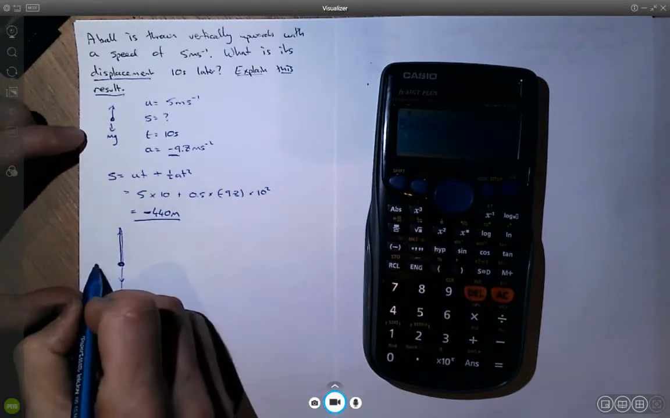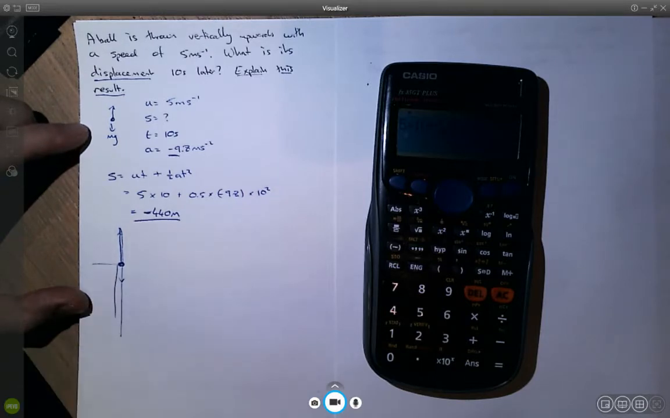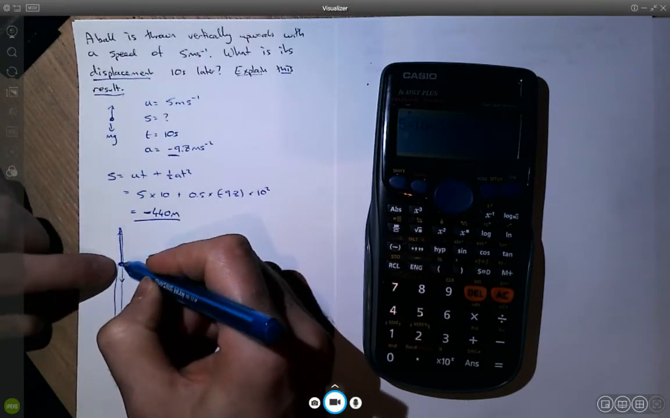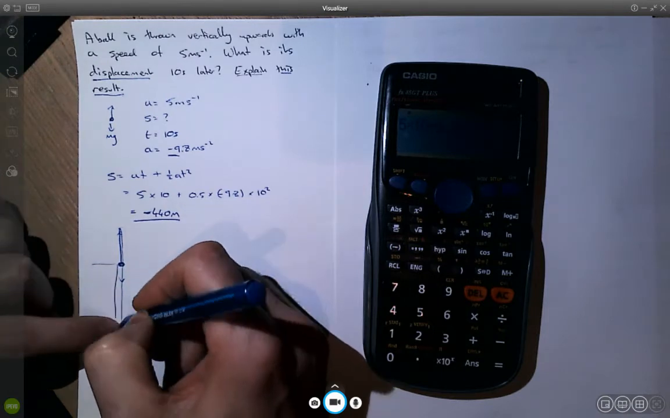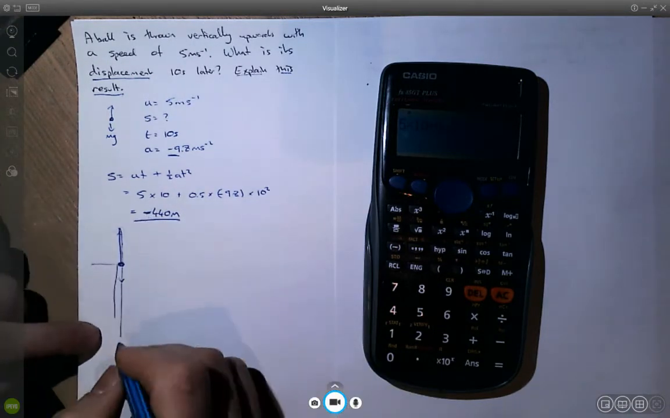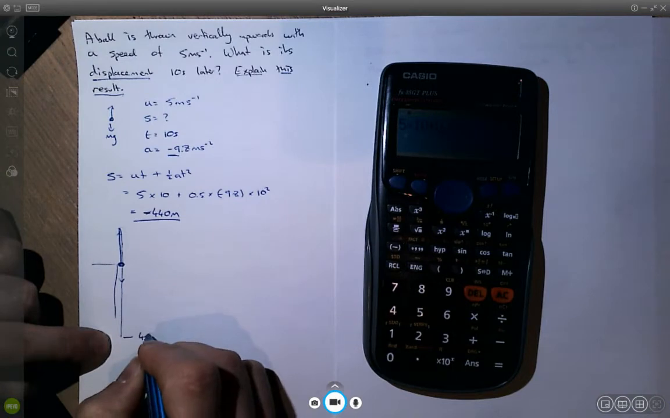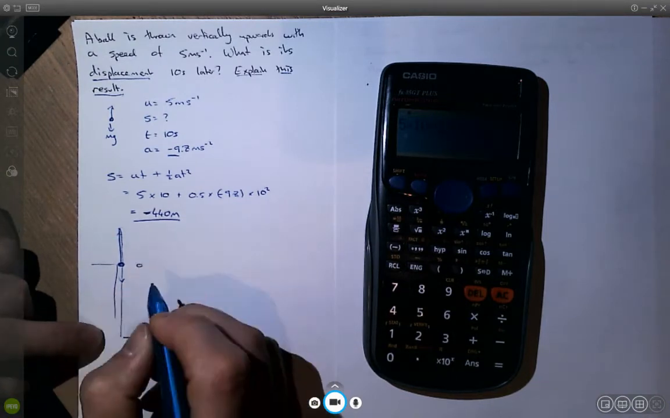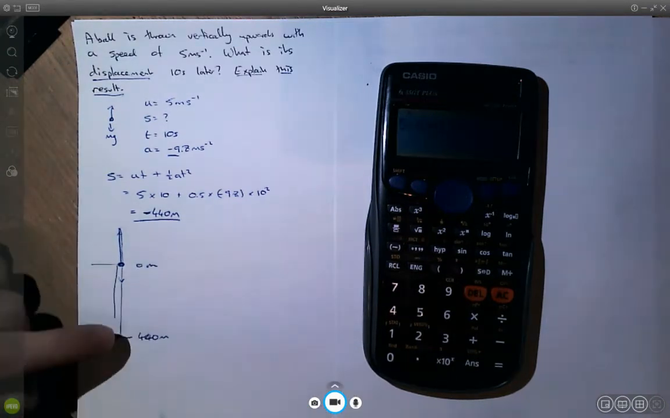So maybe it was thrown on the edge of a cliff, and after a time it gets back to where it started, and then it starts to go down again. So this represents the fact that it is now 440 meters below where it started at 0 meters.